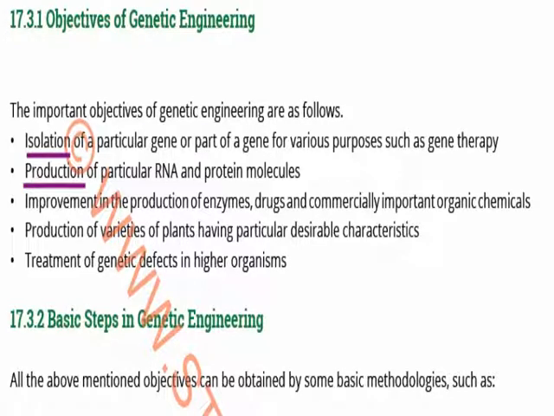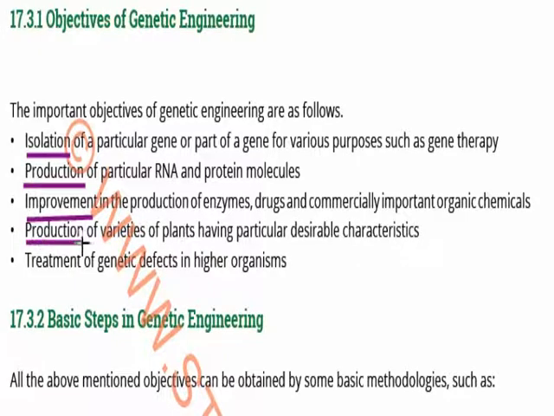So production means whatever you need. For example, you modify, you repair and you add the DNA, then what happens? The production of a particular RNA happens and protein molecules. So you get the protein molecules because DNA synthesizes proteins and RNA. After that, first of all the production has taken place, then you do the improvement in the products of the enzymes, drugs, commercial or organic chemicals. Like after the production, you can judge and you can change the products more, okay?